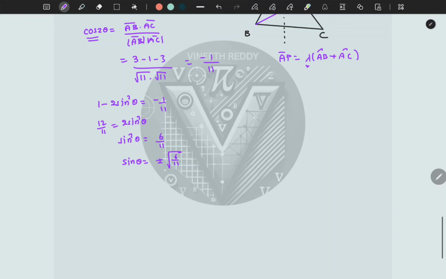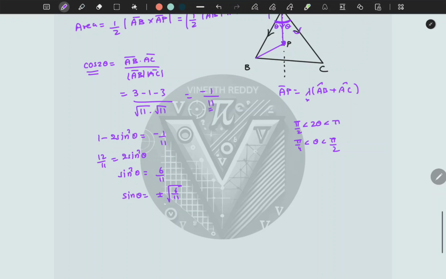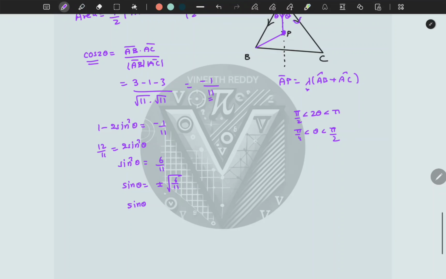Acha. This should be plus only, think about it, because this angle is obtuse. Cos 2 theta is negative, that means 2 theta lies in the second quadrant, so we can say pi by 2 less than 2 theta less than pi. Pi by 4 less than theta less than pi by 2, that means theta is in the first quadrant, so sine theta should be positive, so sine theta should be plus root 6 by root 11.